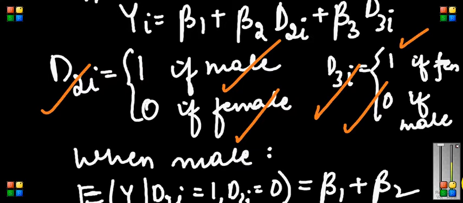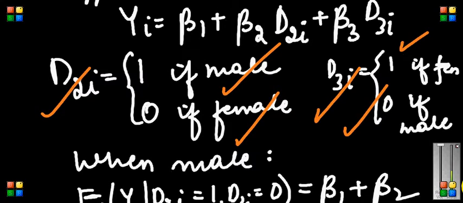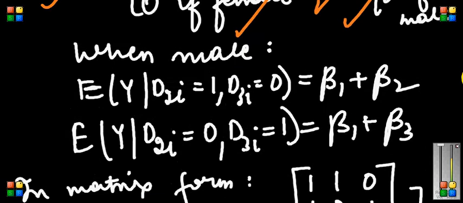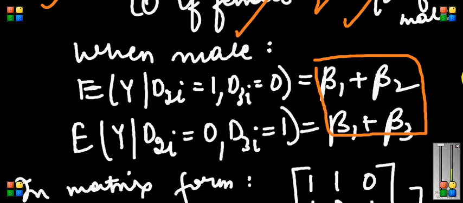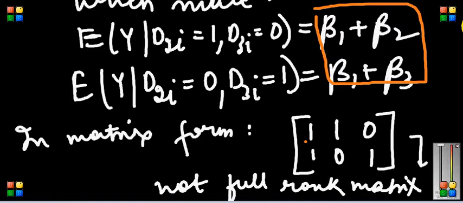Supposedly I ask you, what is the average salary of males? You tell me beta 1 plus beta 2, putting d2i equal to 1 and d3i equal to 0. Now I ask you, what is the average salary of female? You tell me it is beta 1 plus beta 3, putting d3i equal to 1 and d2i equal to 0. If I formulate this in terms of a matrix, for the first row, beta 1 coefficient is 1, beta 2 coefficient is 1, and beta 3 coefficient is 0. For the second row, beta 1 coefficient is 1, beta 2 coefficient is 0, and beta 3 coefficient is 1.